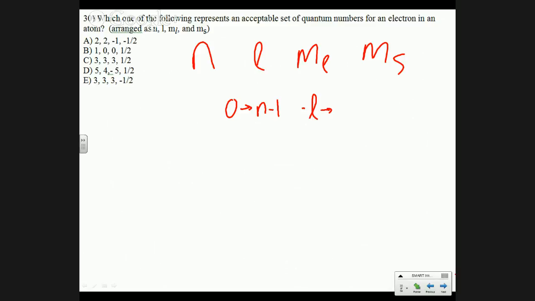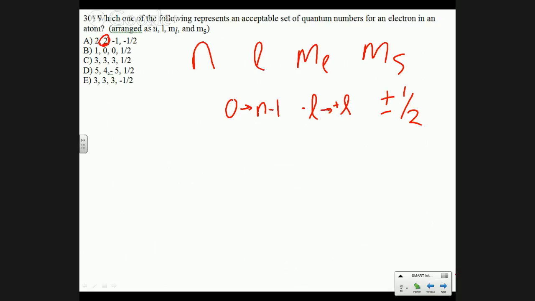Which one of the following represents an acceptable set of quantum numbers for an electron in an atom? So we've got to remember that we have N, L, ML, and MS. N is any whole number. L can be anywhere from 0 up to N minus 1. ML can go from negative L to positive L. And MS is either plus or minus 1/2, for the spin of the electrons. Which one of these is possible?